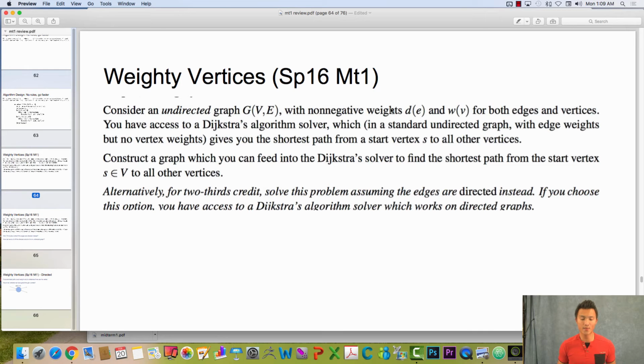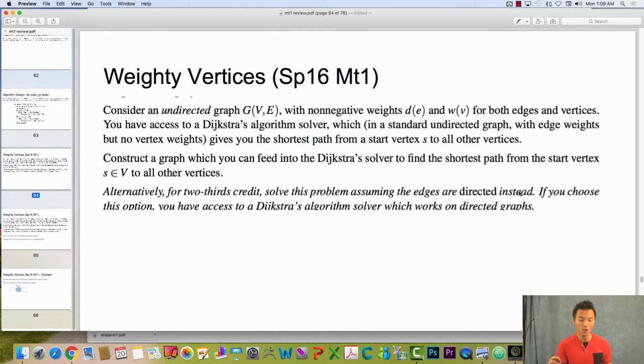In weighty vertices, I'm given this undirected graph with non-negative edge weights and also vertex weights, right? I have edge weights here and vertex weights. And I have access to Dijkstra's algorithm that gives me a shortest path from a vertex to every other vertex, given that they're only edge weights. But I want to construct a new graph such that I can feed it into a Dijkstra solver and find the shortest path from the start vertex, right?